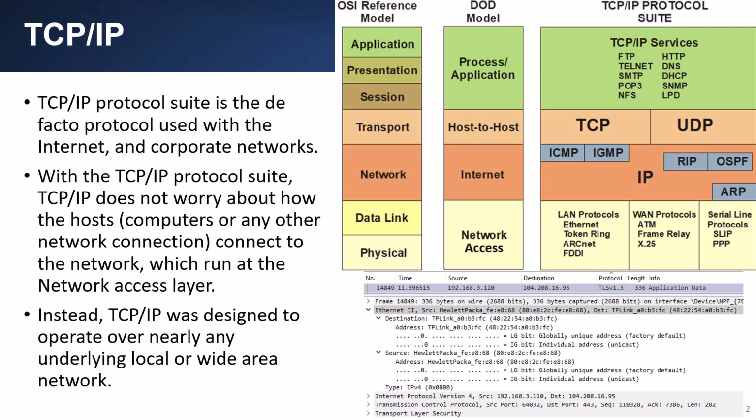The TCP/IP Protocol Suite is the de facto protocol used with the Internet and in corporate networks. TCP/IP does not worry about how the host computers or other network connections connect to the network. Instead, TCP/IP was designed to operate over nearly any underlying local or wide area network. While the figure shows the early implementations of TCP/IP, today's LAN protocols include Ethernet and 802.11 Wi-Fi, and WAN protocols include Metro Ethernet.